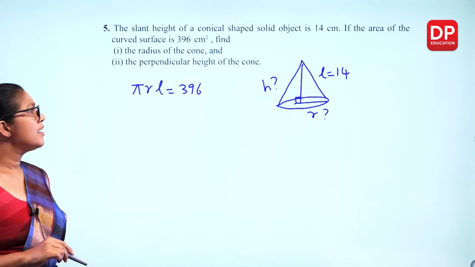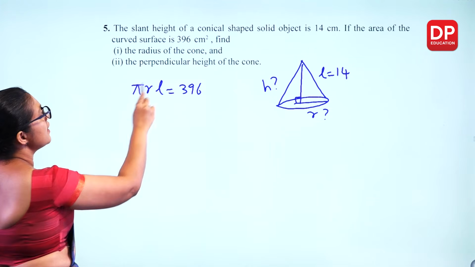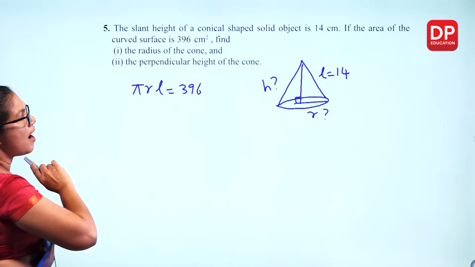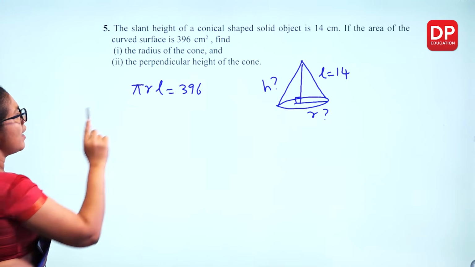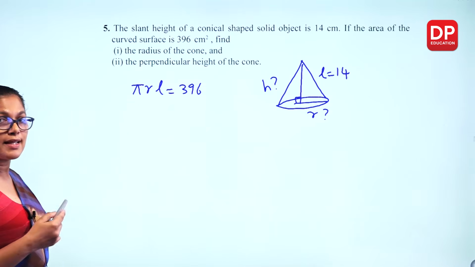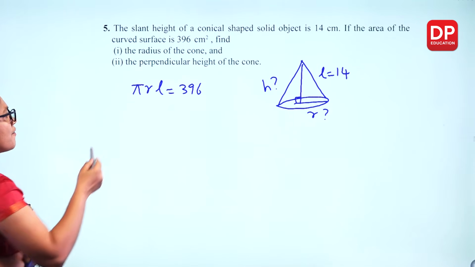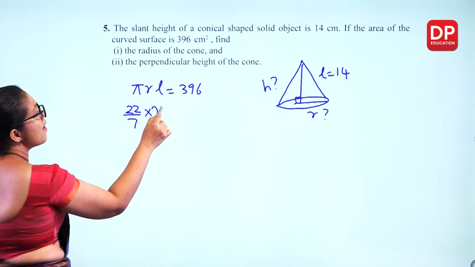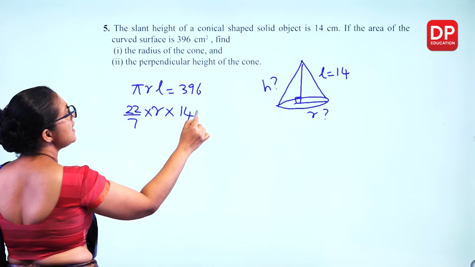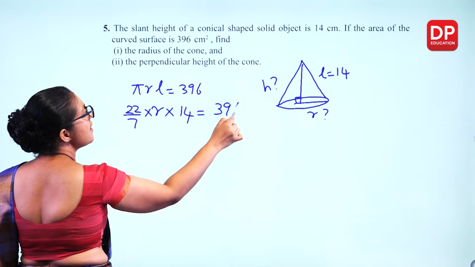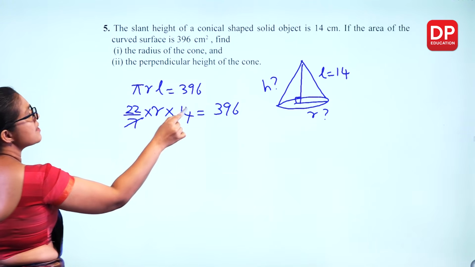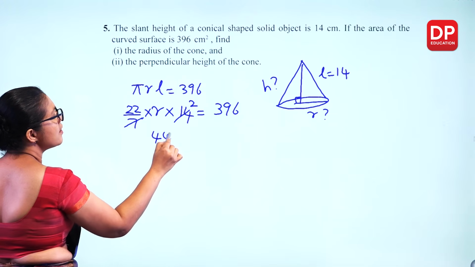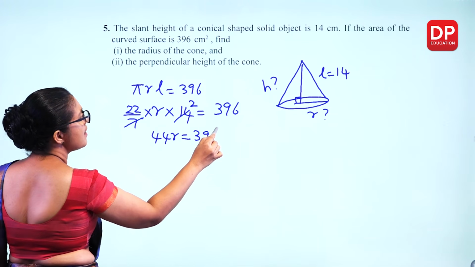So how can we use this formula? Here we don't know r, but we know L. So using this we can find out the r value. So we'll do that. 22/7 r, L is given as 14, is equal to 396. So 7 times 2, you get 44r is equal to 396.